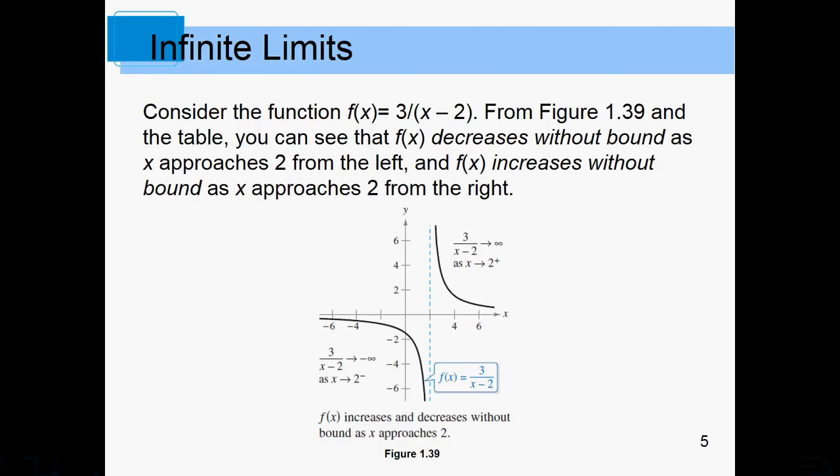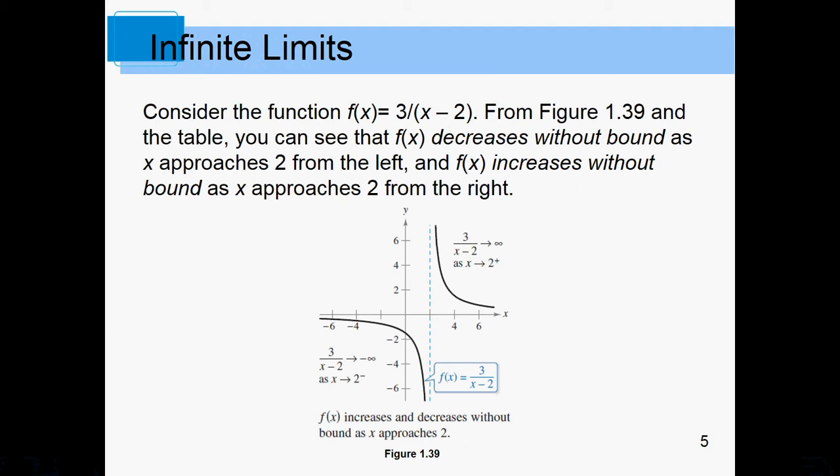So an infinite limit, basically, let's look at a function, say 3 over x minus 2. From this graph, you can see that this function is decreasing without bound as x approaches 2, and it's increasing without bound as x approaches 2 from this direction, right? From the left, it's going negative. From the right, it's going positive. This was kind of the definition of a vertical asymptote when we did this in pre-cal, when we did this in Math 112. So you can see that there's no limit. The limit doesn't exist, right? Because there's a jump discontinuity.